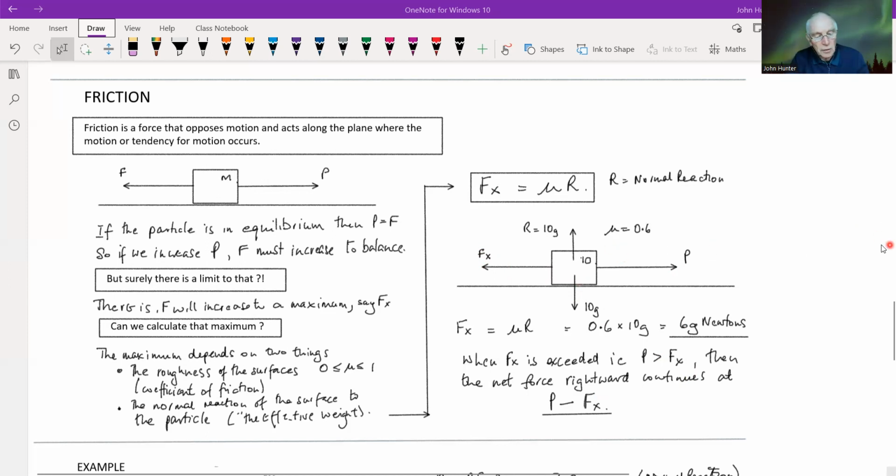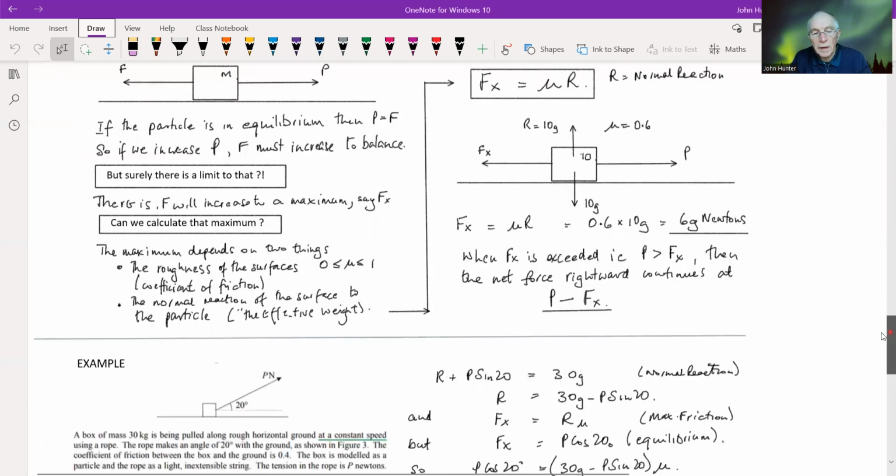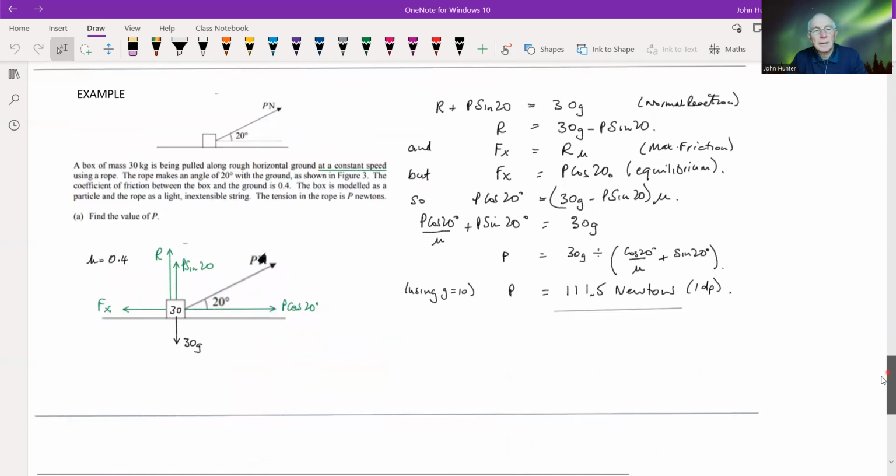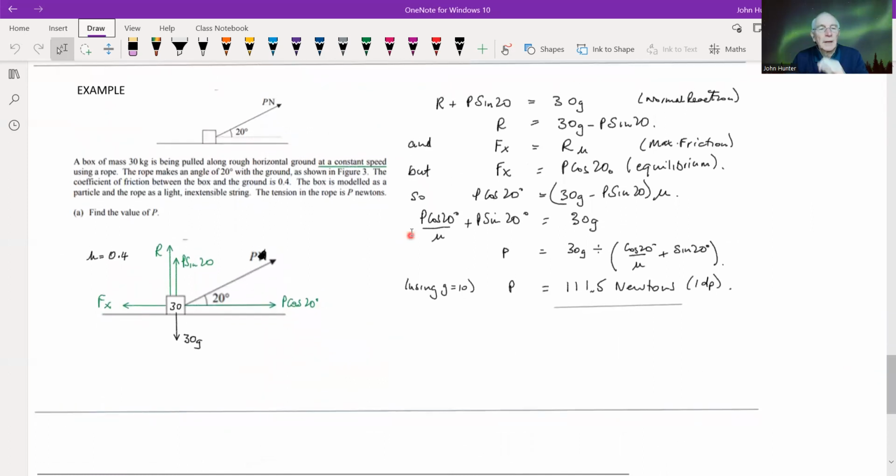So let's move on and illustrate that with an example. Here we go. A box of mass 30 kilograms is being pulled along rough horizontal ground at a constant speed. This is interesting, a constant speed. So we could call this an equilibrium problem, but anyway, this will become clearer.